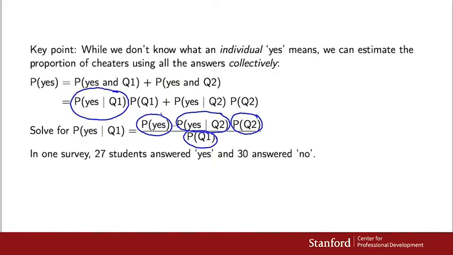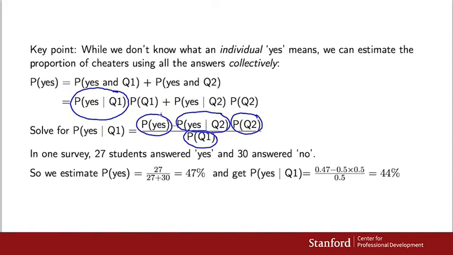In one survey, 27 students answered yes and 30 answered no. So we can estimate the probability of a yes answer as 27 over 57, which is 47%. Now we plug in and we find that the probability of a yes answer, given question 1 was answered, is 44%. So we can estimate that about 44% of all students have cheated on an exam in college.